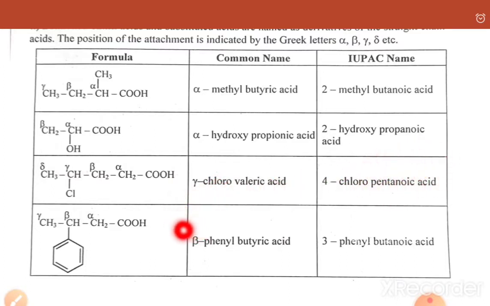Now, another example, here this is alpha. We start the numbering or the letters from the C double bond OH, adjacent to this is alpha. Then alpha, beta, and gamma. At the beta position there is a phenyl group, therefore beta phenyl butyric acid. In the IUPAC name, first give numbering, here 1, 2, 3, 4, at 3 phenyl, butanoic acid.